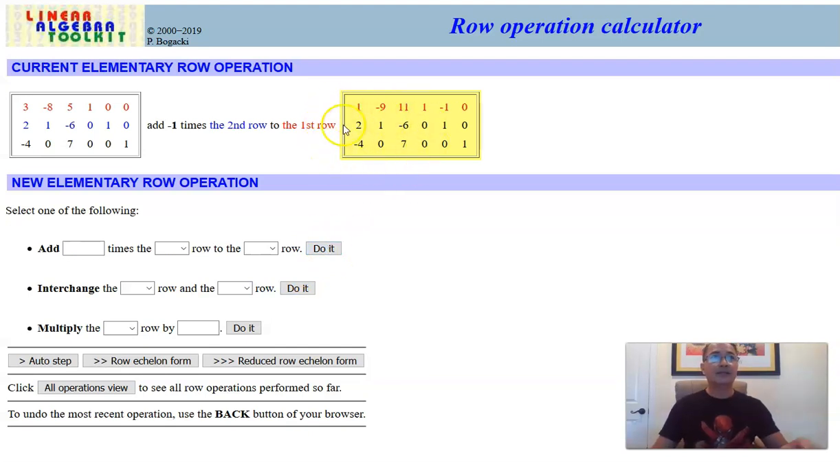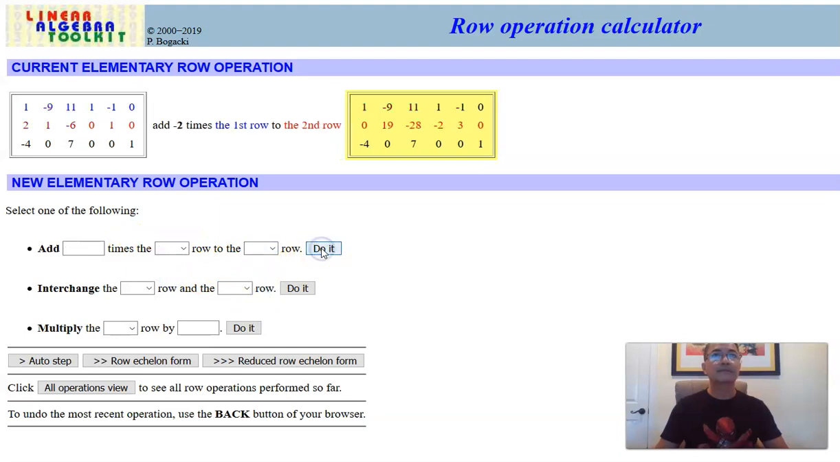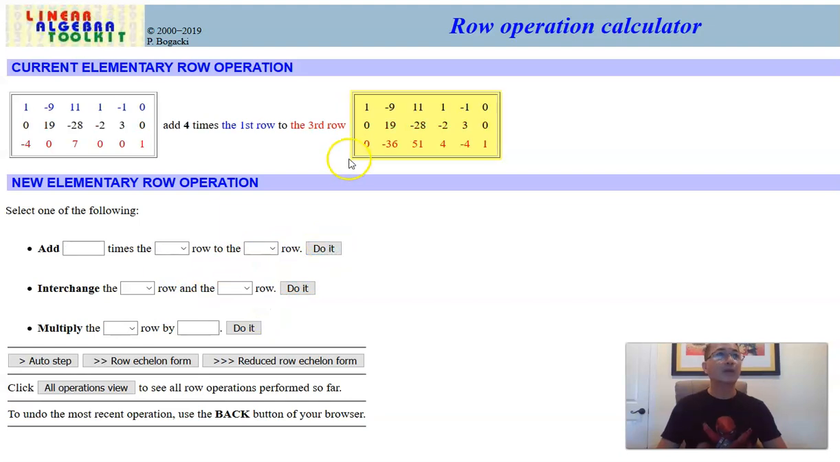Okay, so that's our second matrix. We are now ready to clear the 2 and the -4. So add -2 times the first row to the second row. Okay, so we now get 0 there. Now add 4 times the first row to the third row. Okay, so we got the zeros.